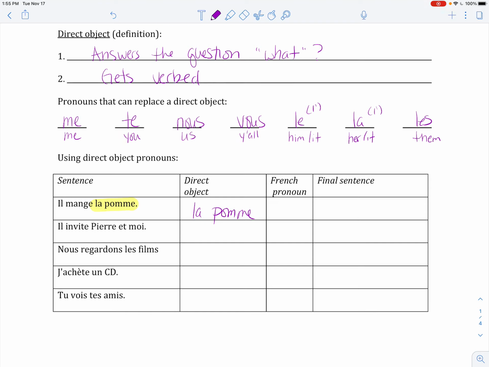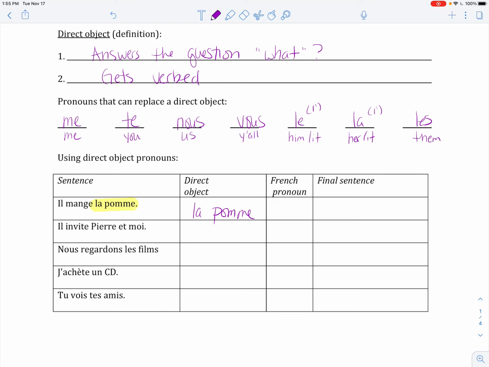Okay, so now we have to ask ourselves, which pronoun is going to replace it? What we're trying to do here is take the sentence, he's eating the apple, and replace it with a pronoun. So we look at all of our available options. What makes sense? He's eating me? Nope, definitely not. He's eating you? Nope. He's eating us? Nope. He's eating y'all? Mm-mm. He's eating him? Nope. He's eating it? That could make sense to replace the apple. He's eating the apple, he's eating it. Okay, so we want it to mean it.